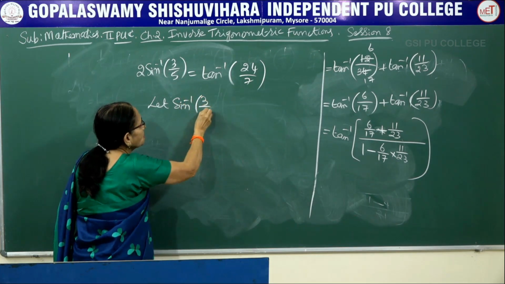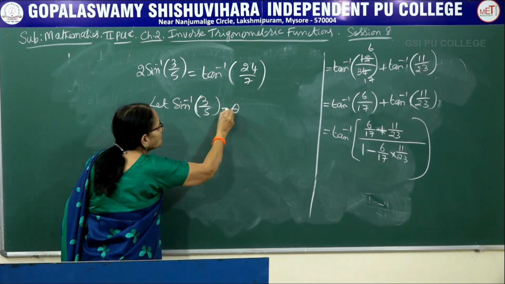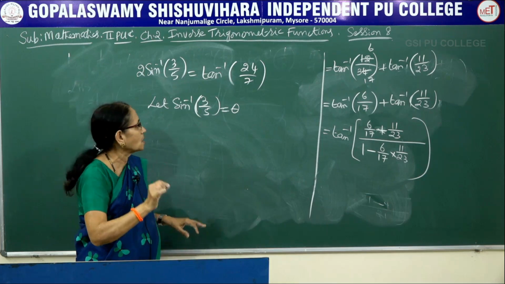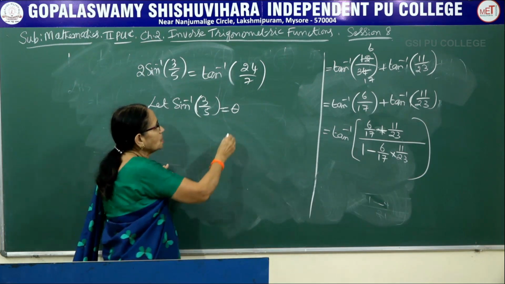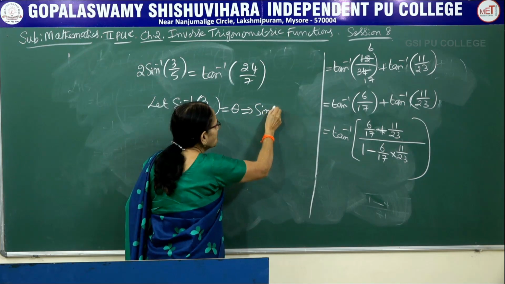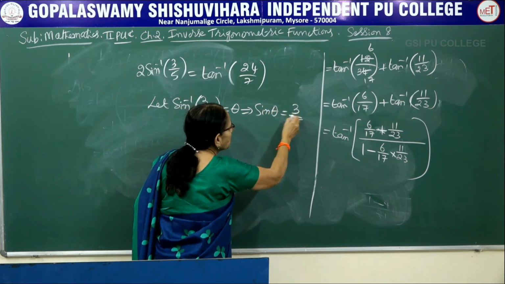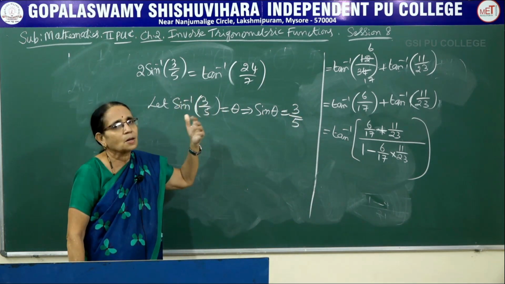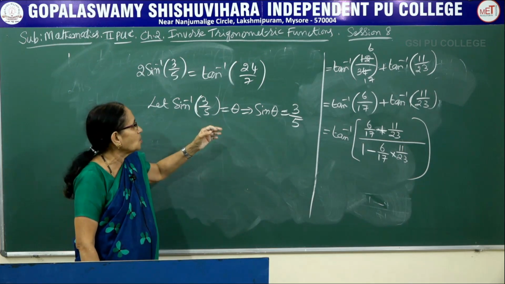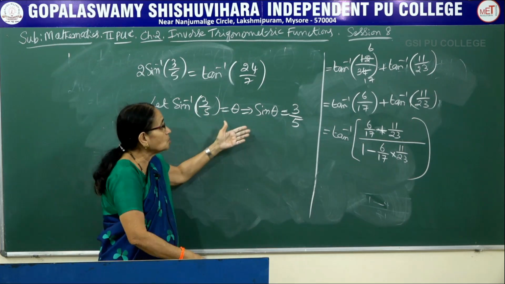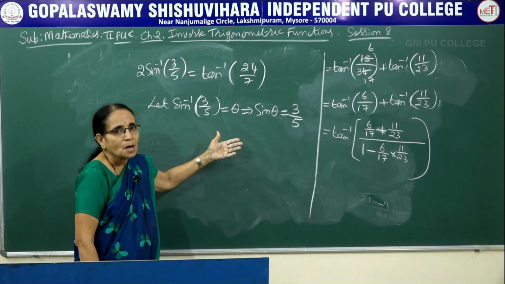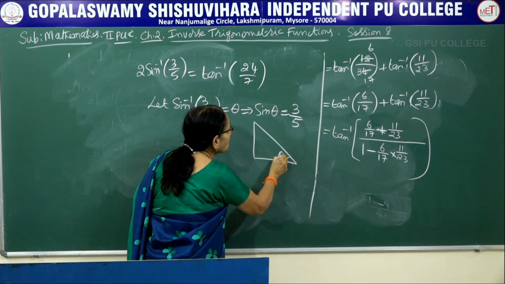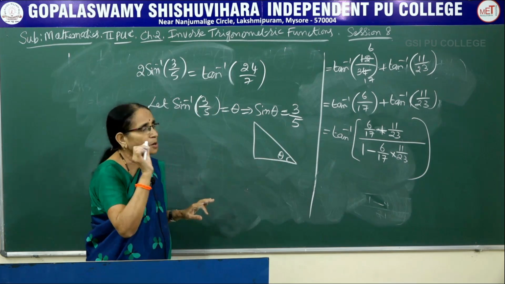Now let me make an assumption here. Let sine inverse 3 by 5 be equal to theta, because you know very well that the inverse trigonometric function always denotes an angle. That implies that sine theta will be equal to 3 by 5. We have done such problems in the earlier session. When it is not a standard value, you make an assumption and, using the definition of the trigonometric function, frame the triangle. You can get the other side of the triangle using the Pythagoras theorem.